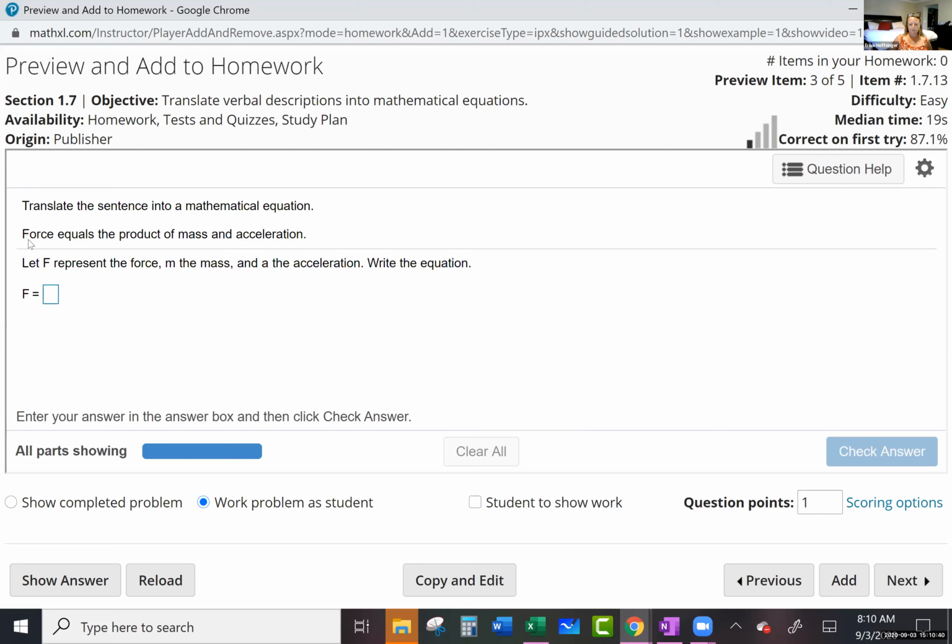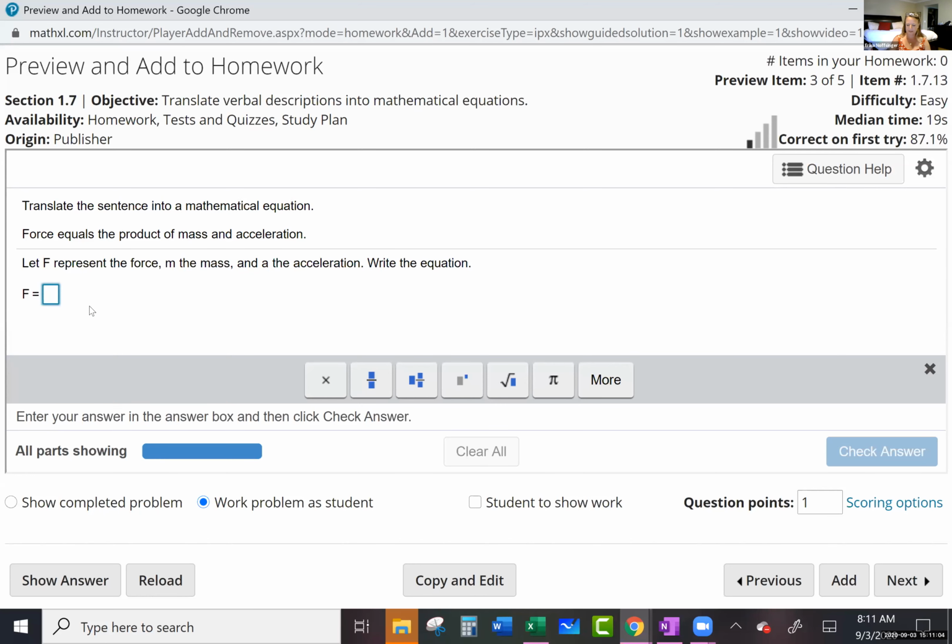So this says the force equals the product of mass and acceleration. Force equals the product. Product tells us multiplication, mass and acceleration. So we can let M be mass. What it tells us down here: M is mass and A is acceleration. So we know F is M times A.